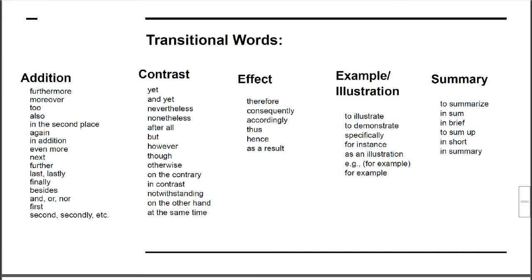Finally, you have some words to show a summary or an end result. These are great to use at the end of an essay to review or summarize what you have written. These words are to summarize, in sum, in brief, to sum up, in short, or in summary. Pay attention to the prepositional words in the beginning of these phrases.